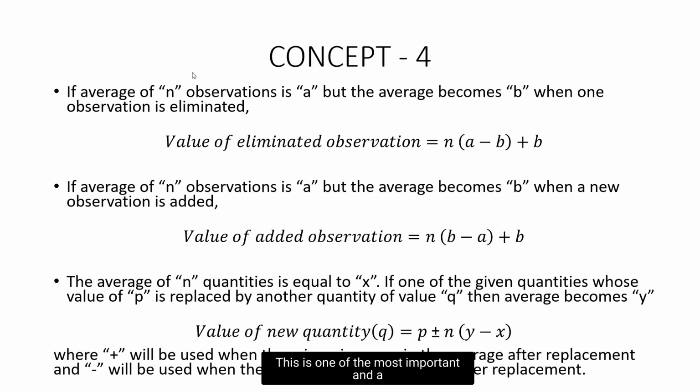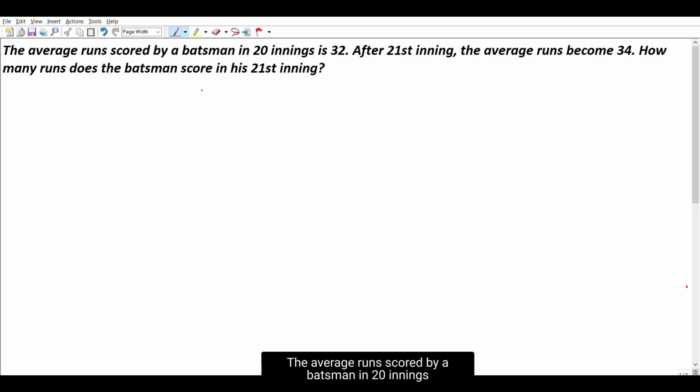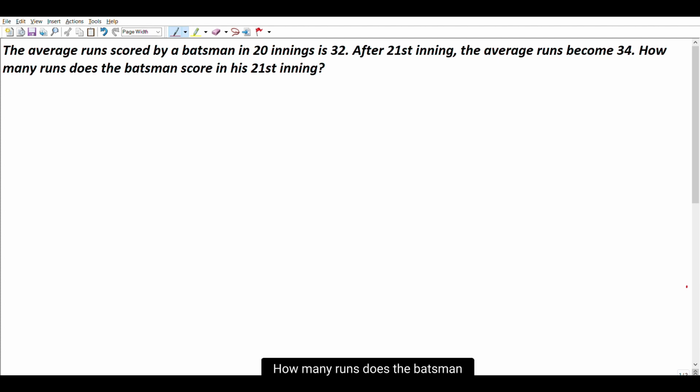This is one of the most important and a simple concept or subdivision with respect to average. Let us solve some examples to understand this concept. The average runs scored by a batsman in 20 innings is 32. After the 21st inning, the average runs become 34. How many runs does the batsman score in his 21st inning?